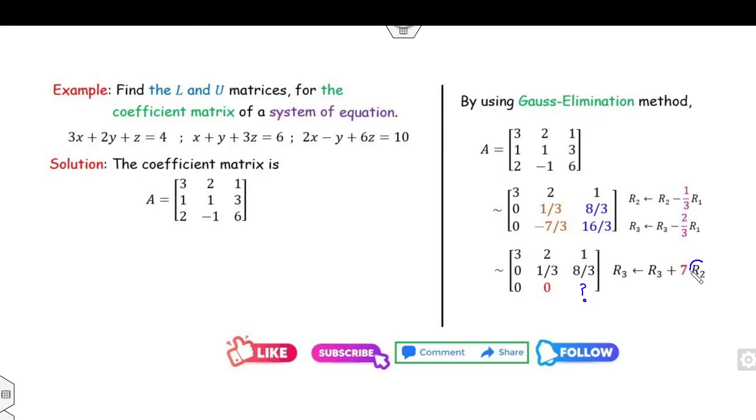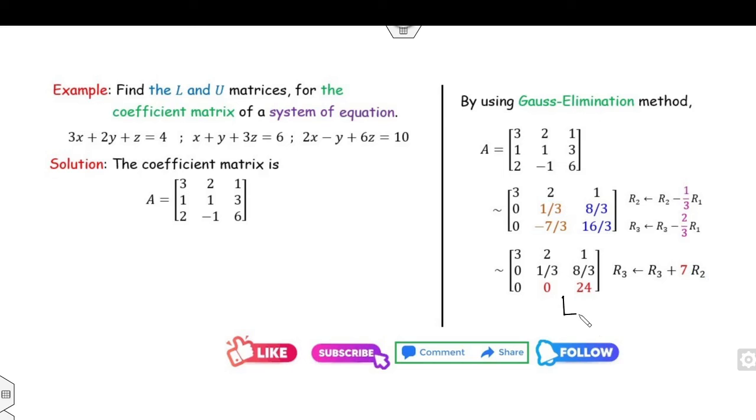Now, since we are using the values of R2, I can box this element. Fine. What is the previous value of this? 16 over 3. I can use these four elements. So start from the box element. You can multiply them: 16 over 9 minus, minus, minus, plus 56 over 9 divided by the box element. So it will be 72 over 9 into 3 over 1. 3 times 8, 24. So this value will be my 24.